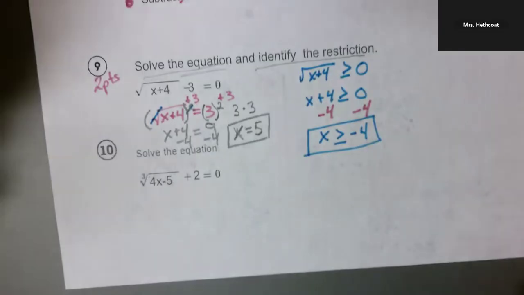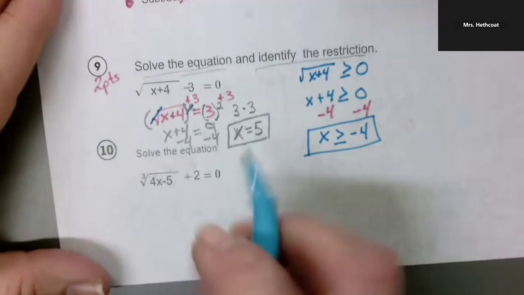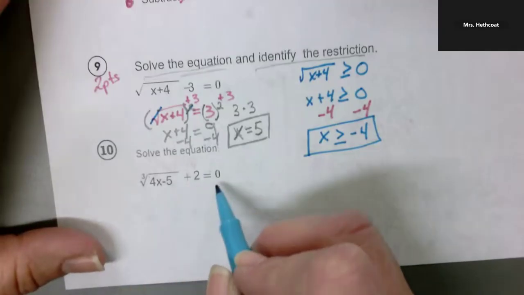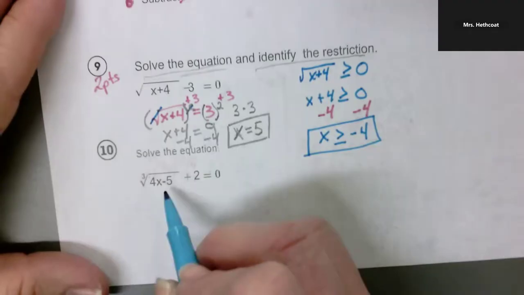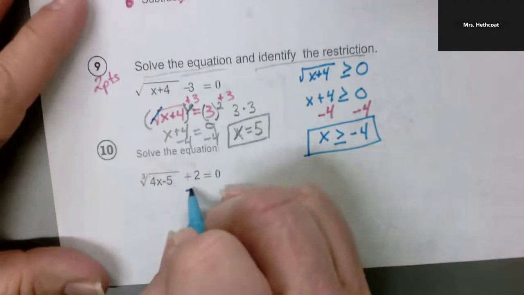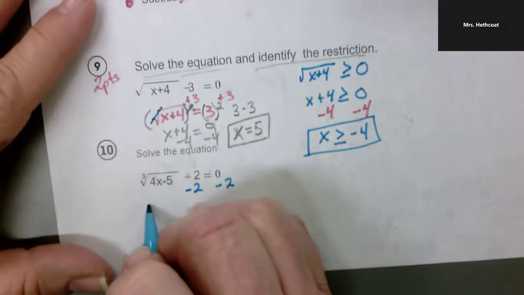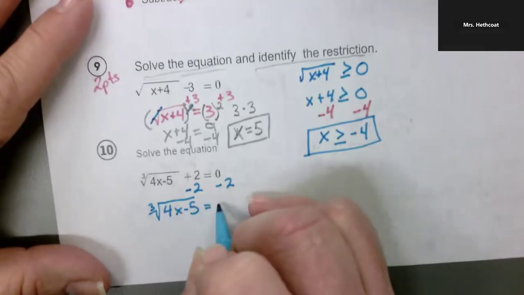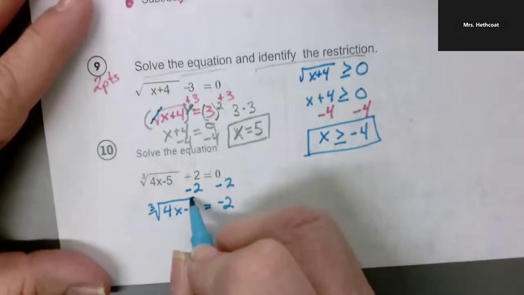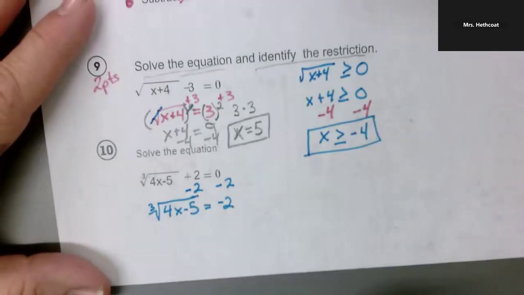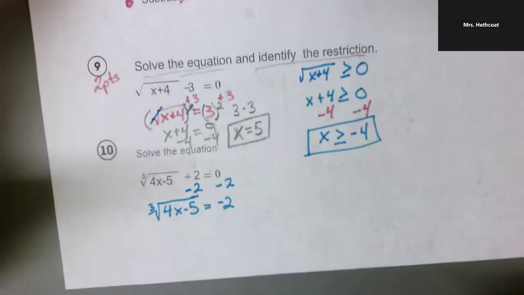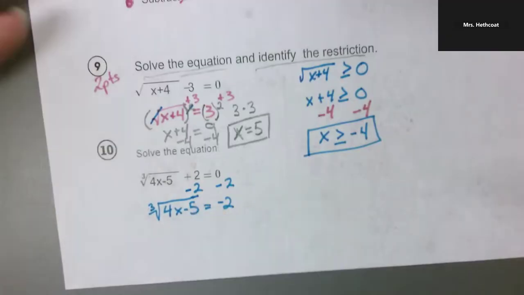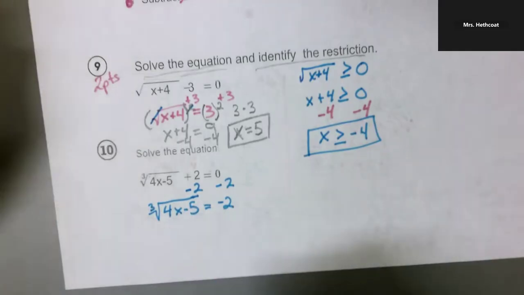All right, number 10, here we go. Solve the equation, the cube root of 4x minus 5 plus 2 equals 0. The plus 2 is not under the cube root sign, so I'm going to move it first. Minus 2, we get cube root of 4x minus 5 equals negative 2. Make sure that 5 is under that radical sign, right? All right. What can I do? I would love to add 5 to both sides, but I can't because it's in like a grouping symbol, so I can't move the 5 yet.